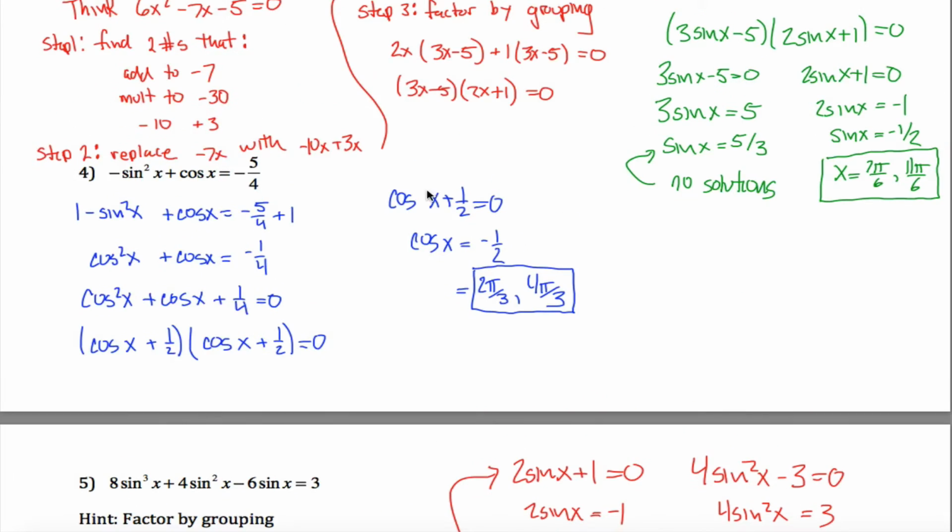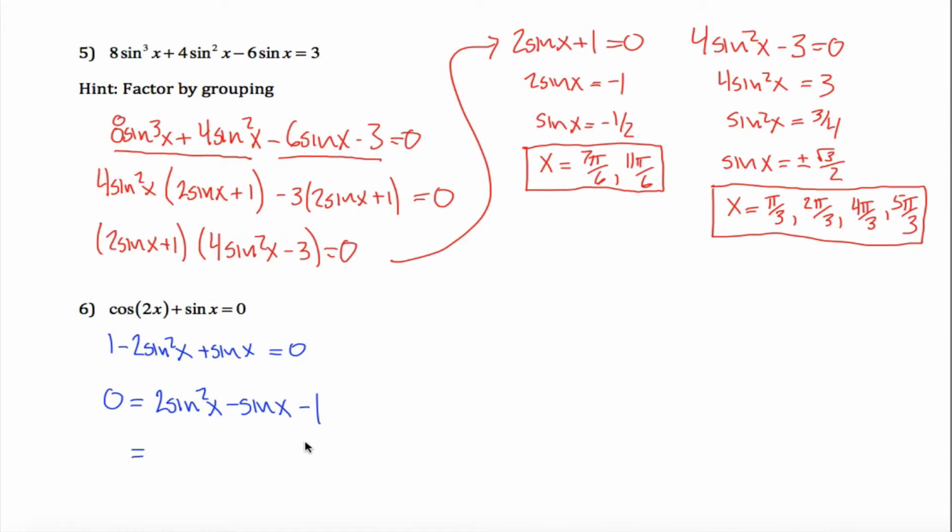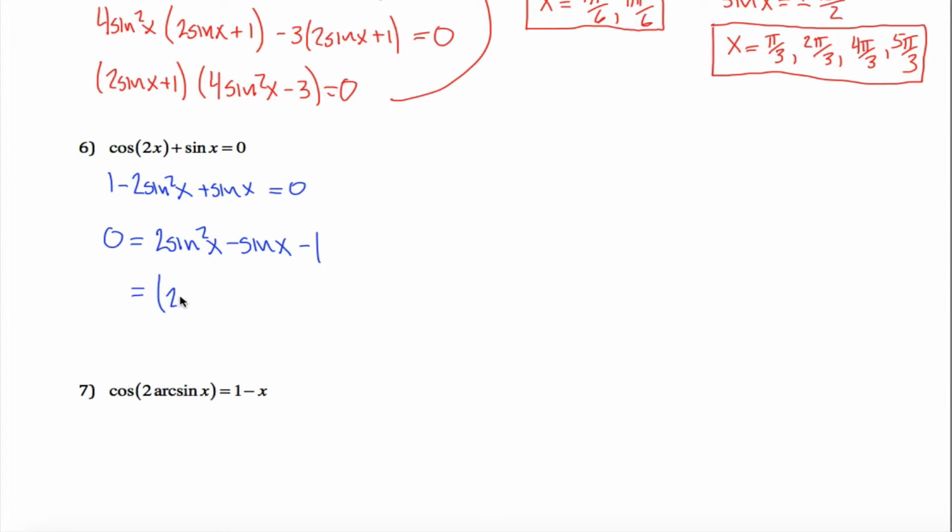You could do this using the 3-step process that I described up here in number 3. Or with numbers this small, you might be able to just guess and check your way into it. Because 2 is a prime number, the only way I can get there is with the 2 and the 1 as the coefficients on the sine of x. Negative 1 is also prime, so I'll have to put a positive 1 somewhere and a negative 1 somewhere. And in order to end up with negative sine of x, I better make the negative here and the positive here so that when I FOIL, I get negative 2 sine of x and positive 1 sine of x, which nets out to the negative 1 sine of x.